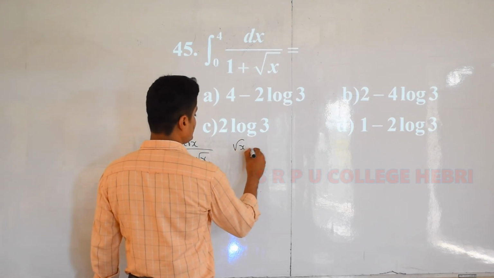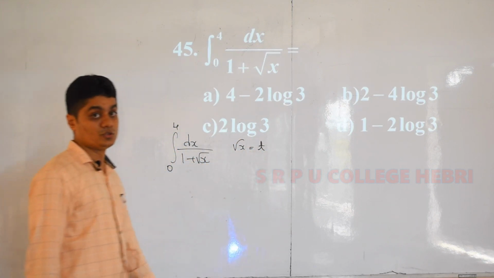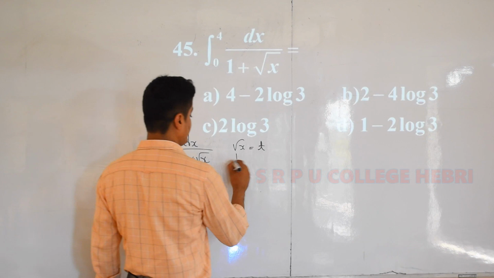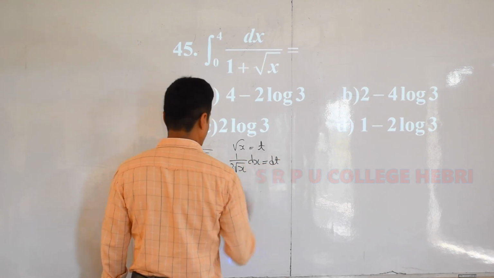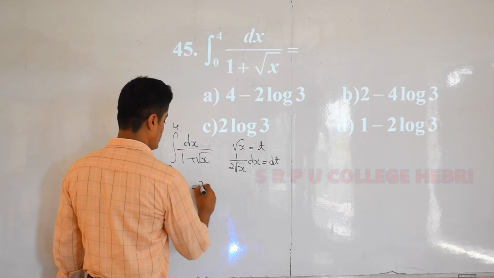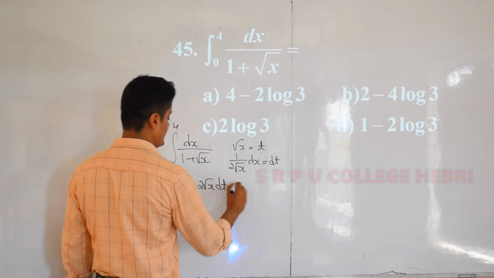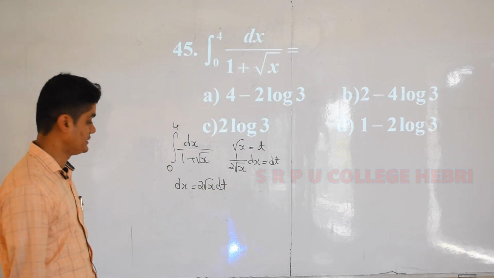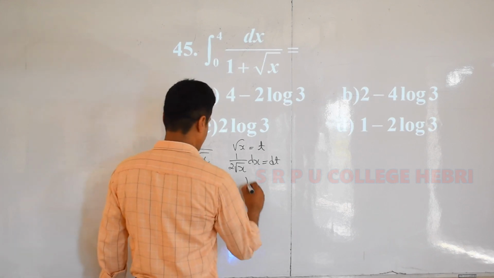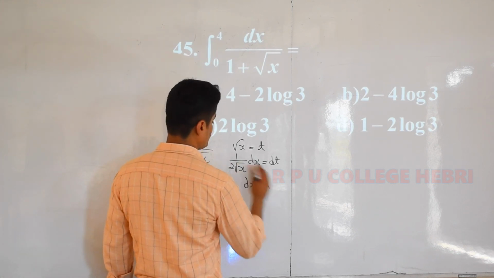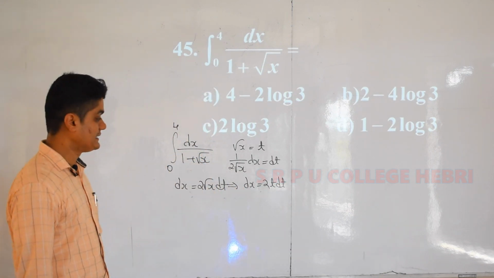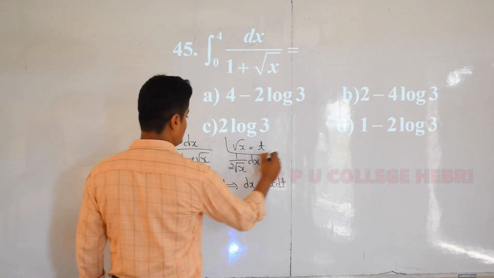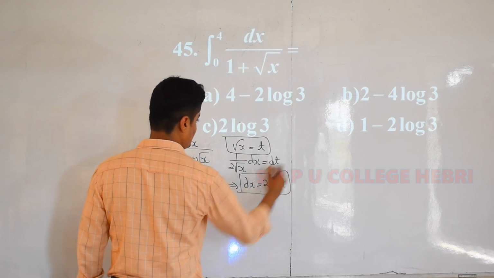Take root x equal to t. Then 1 by 2 root x dx is equal to dt. So dx is equal to 2 root x dt. Correct? This implies dx is equal to 2 times root x, which is t, dt. So dx is equal to 2t dt. Now substitute this in the expression.